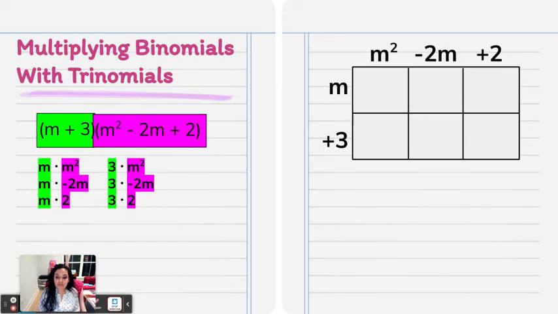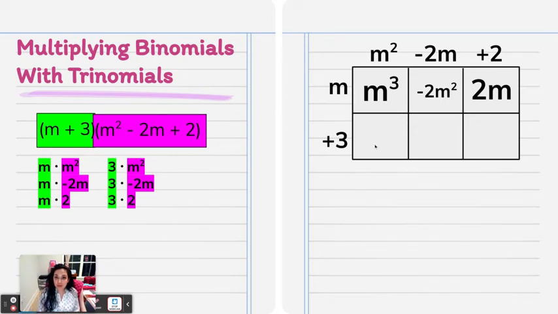Okay, so what's the number that goes into your first box? You should get m to the 3rd power. This is m to the 1st power, and m to the 2nd power. Remember, you add the exponents, so 1 plus 2 is 3. What goes in my next box? You should get negative 2m squared. Your last box on top, you should get 2m. So now let's move on to the bottom row.